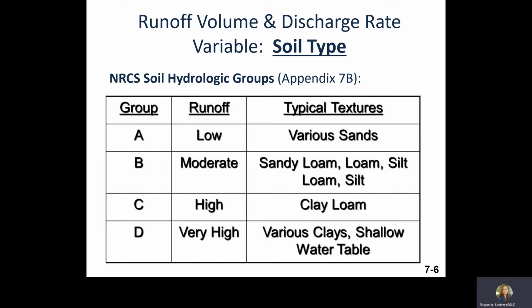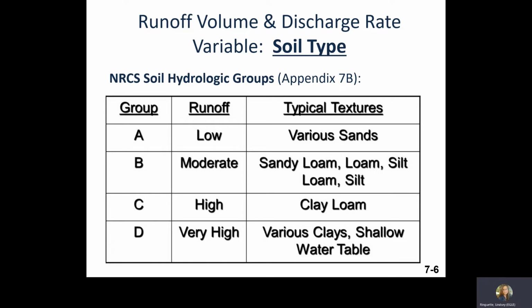And then Group D. These soils have the slowest infiltration and transmission rates and the highest runoff volume. They are chiefly clay soils with a high swelling potential or have a permanent high water table. Other characteristics may include a clay pan at or near the surface and shallow soils over nearly impervious material. These soils have the highest runoff potential.